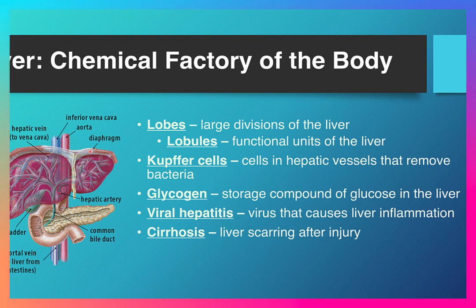Glucose storage occurs in a form known as glycogen, and this is stored in the liver as well as in the muscle. A viral infection of the liver is called viral hepatitis. Again, the word itis means inflammation of the liver that's caused by a virus. And cirrhosis is the scarring of the liver that occurs after injuries.